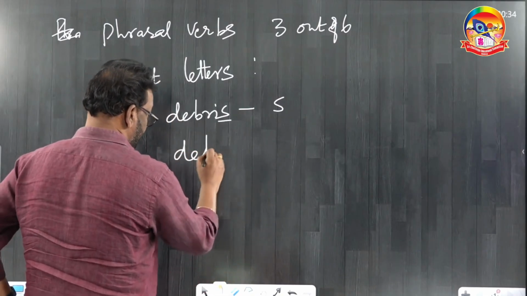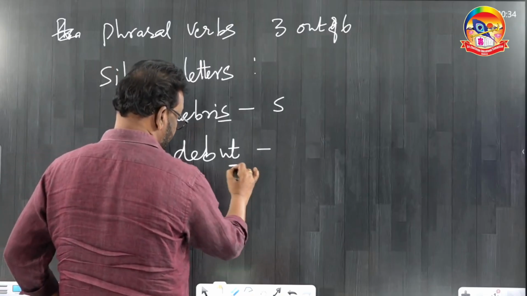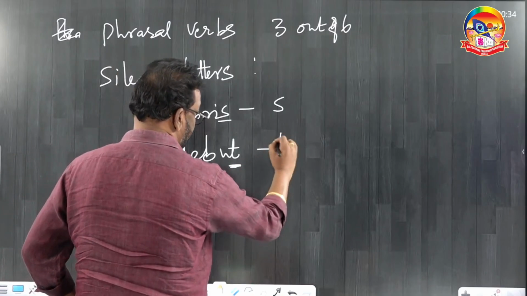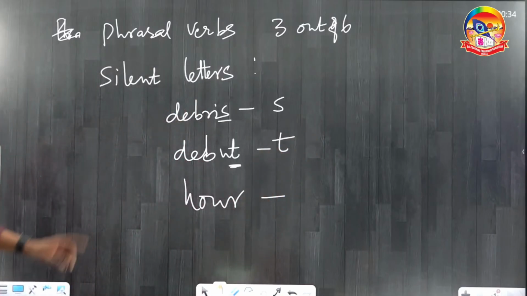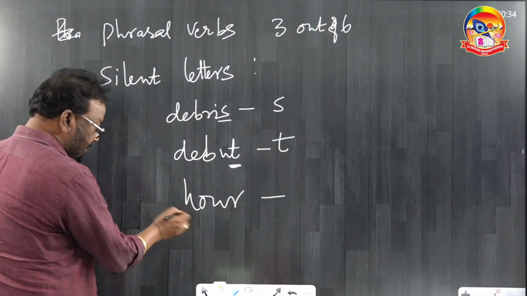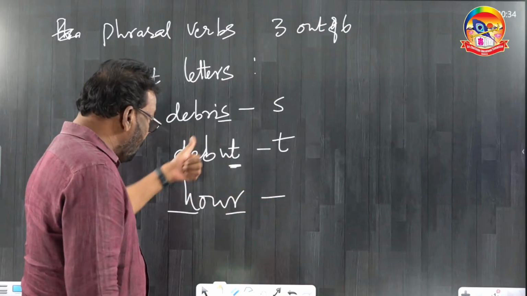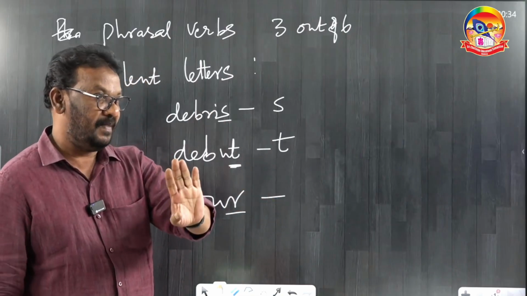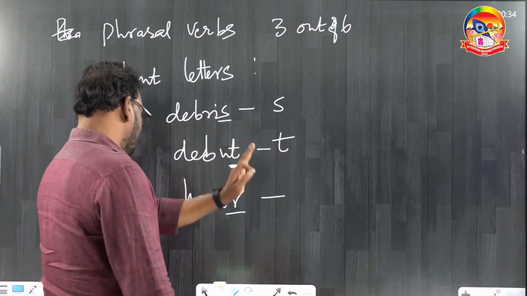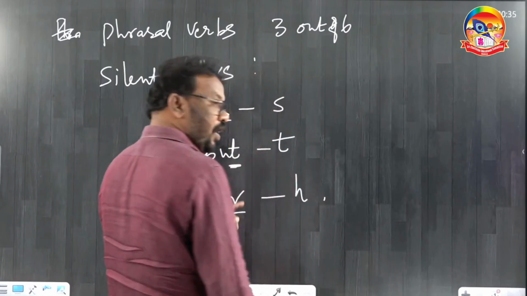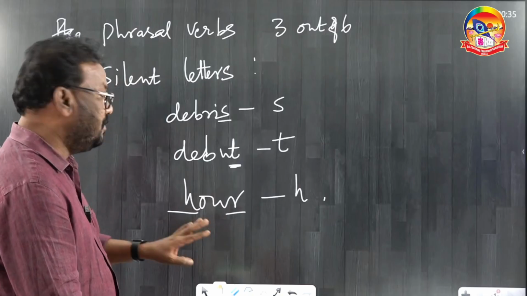For example, DEBUT is given, and of course T is silent in this one, and underline T. And HOUR is there. In HOUR, H is mainly silent, and even R is also silent. If you write R without writing H, you will not be given mark, and you need to write the main silent letter in the given word, that is H. Even if you don't write R, you will be given mark, but if you don't write H, writing only R will not fetch you mark.